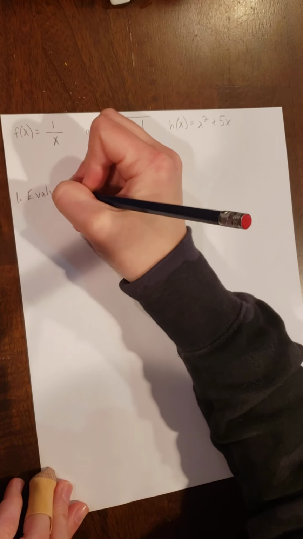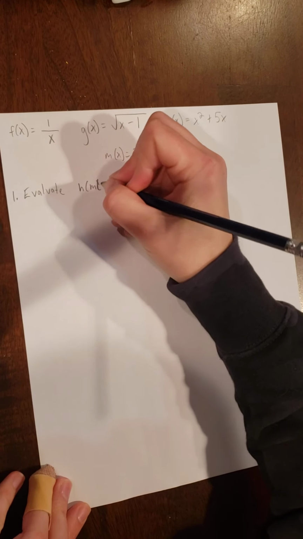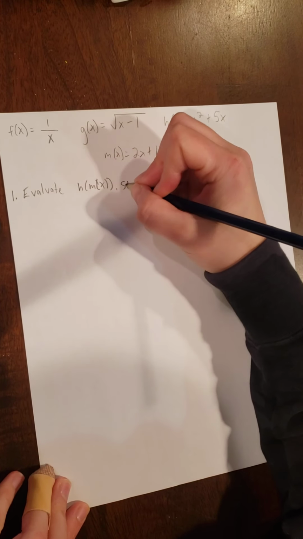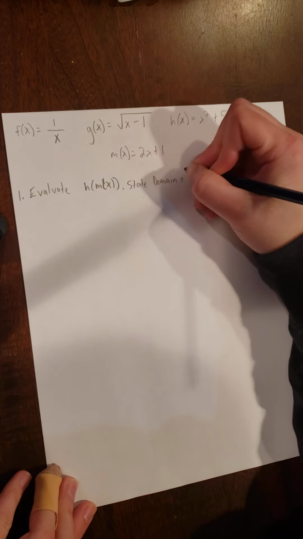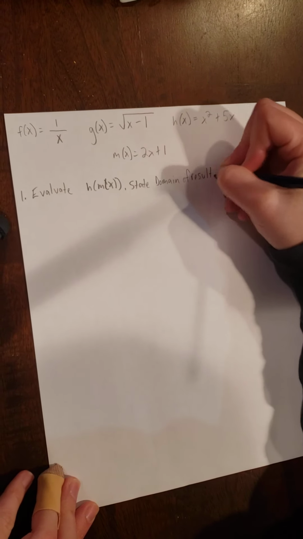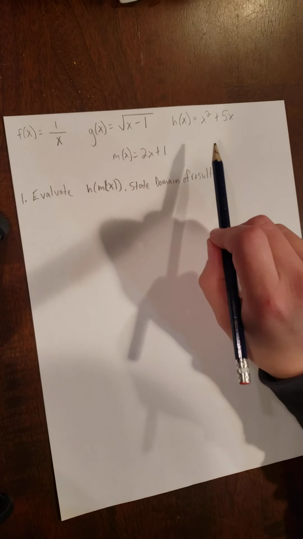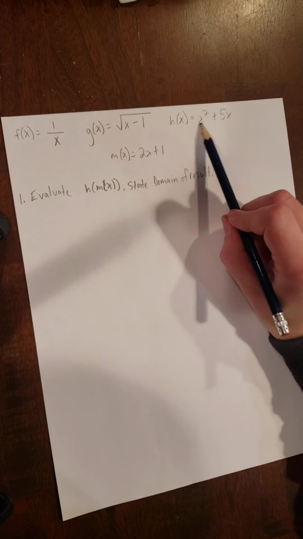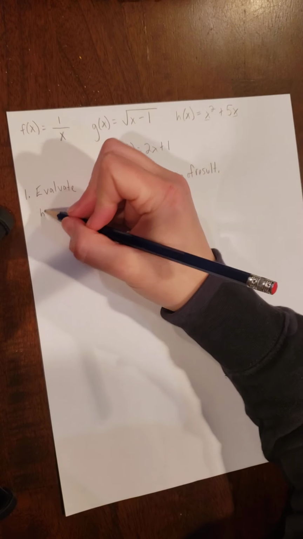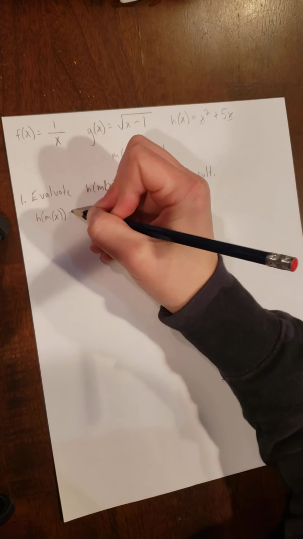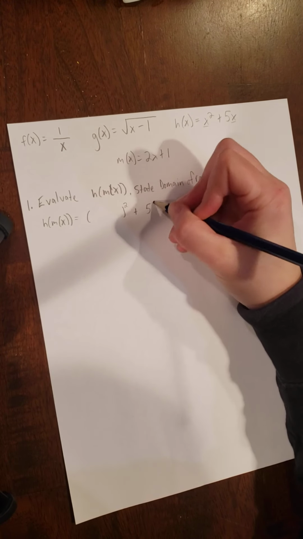Let's evaluate h of m of x and state the domain of the result, which is your newly composed function. So let's do that. h of m of x means we're going to take m and stick it into h. h has two x's, an input here, an input here. So we have to stick m into h everywhere there's an x. So it's going to look something like this.